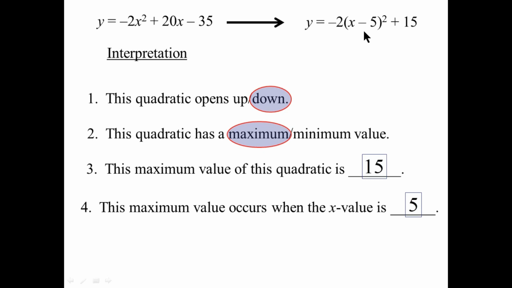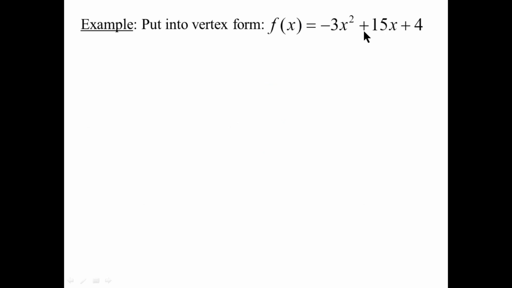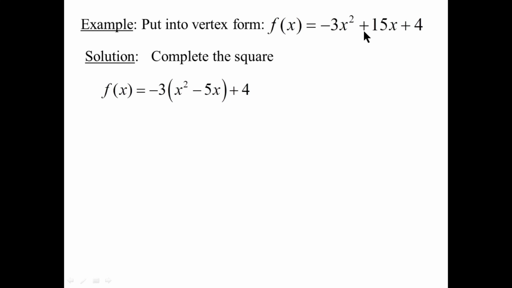For exercise purposes, let's do this again. Put into vertex form. Negative 3x squared plus 15x plus 4. Solution, complete the square. Step 1, factor out the coefficient on x squared. Done. Write a line, check a line. Let's see if it's right. If you multiplied it in, we'd have minus 3x squared. And if you multiplied it in over here, we'd have plus 15x.